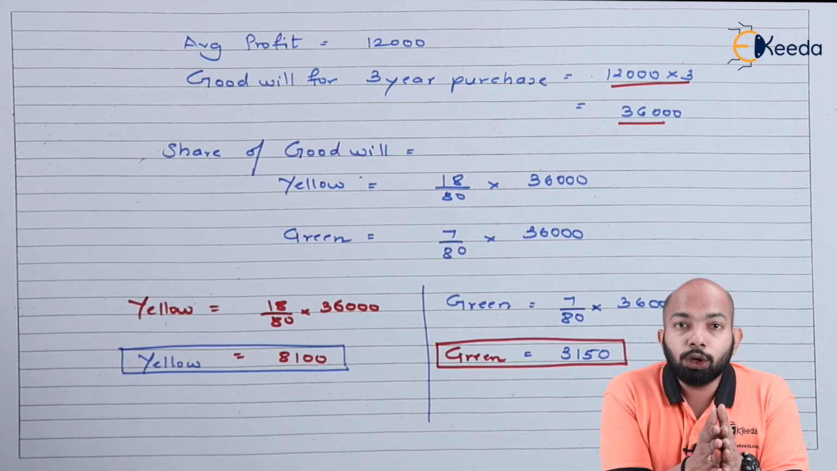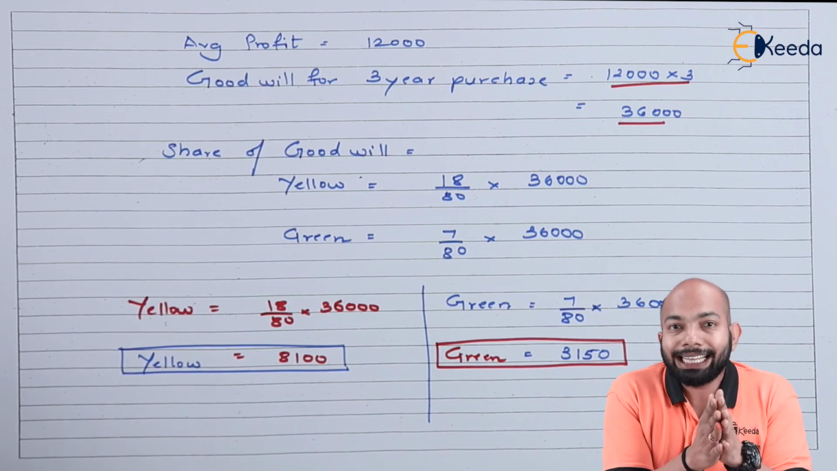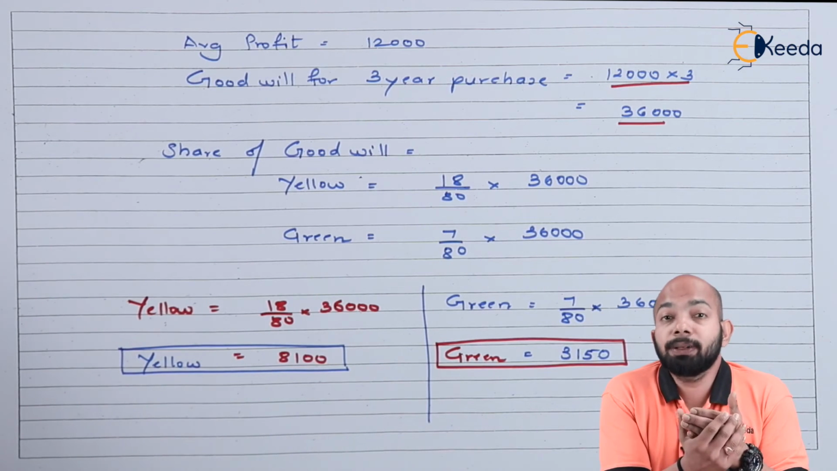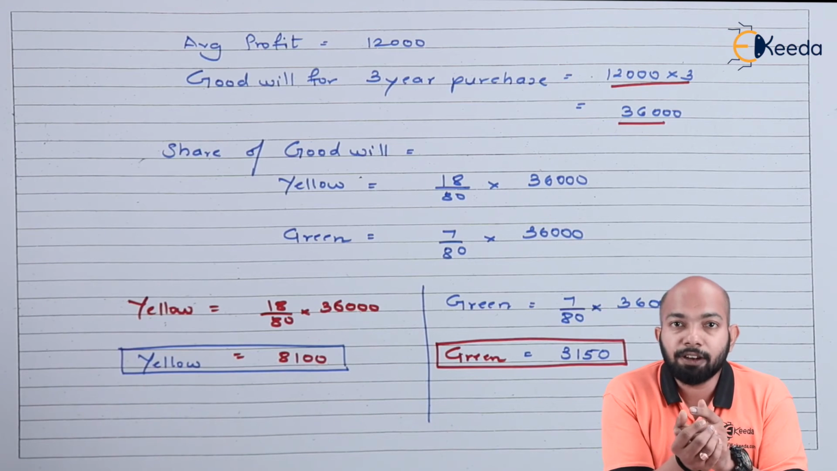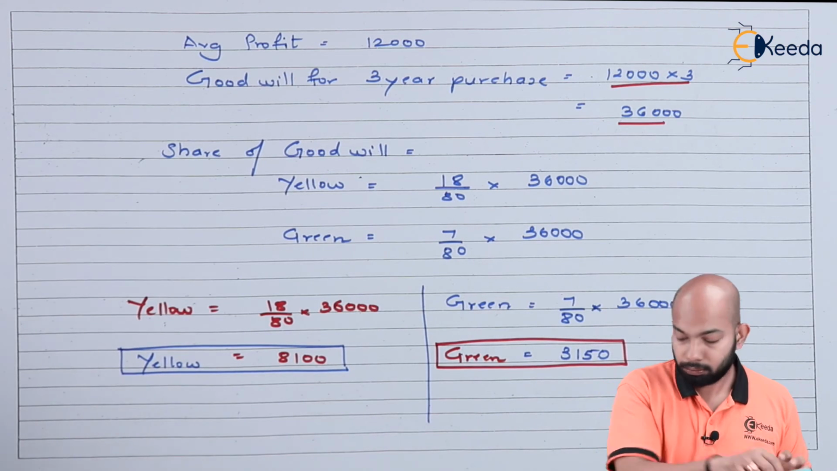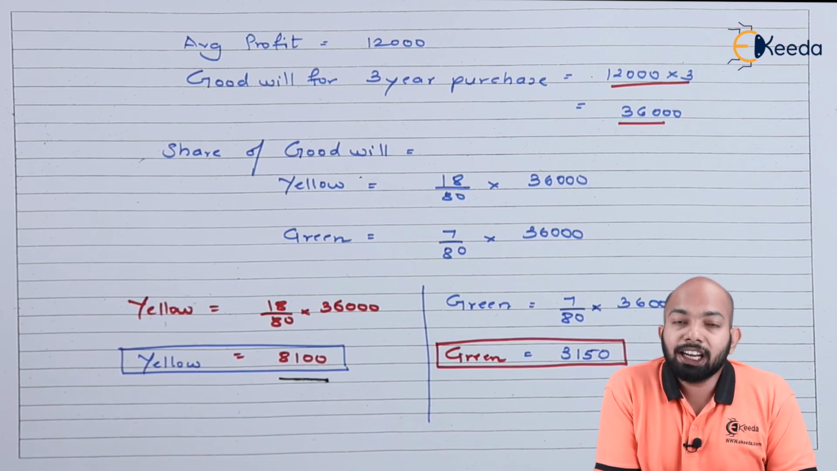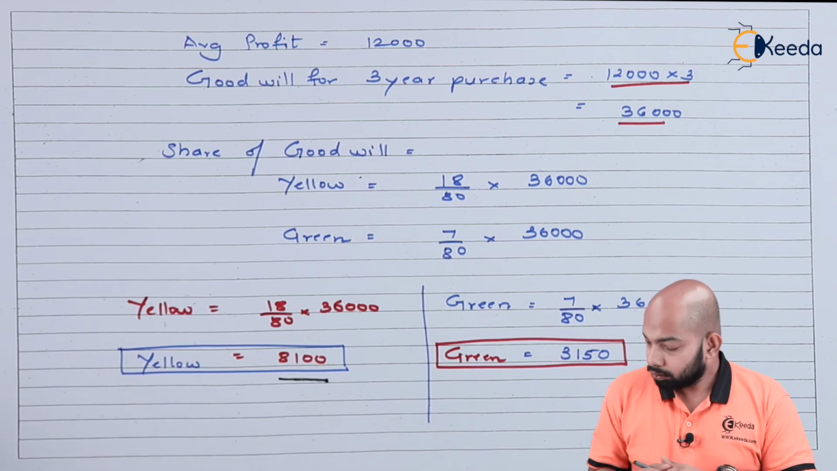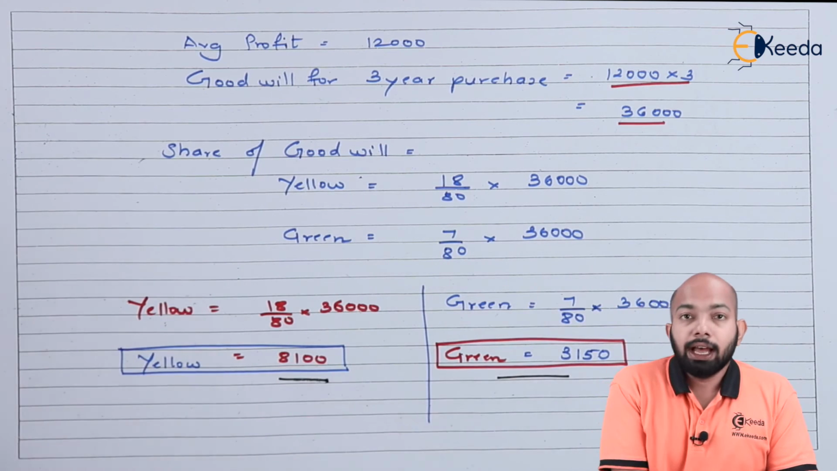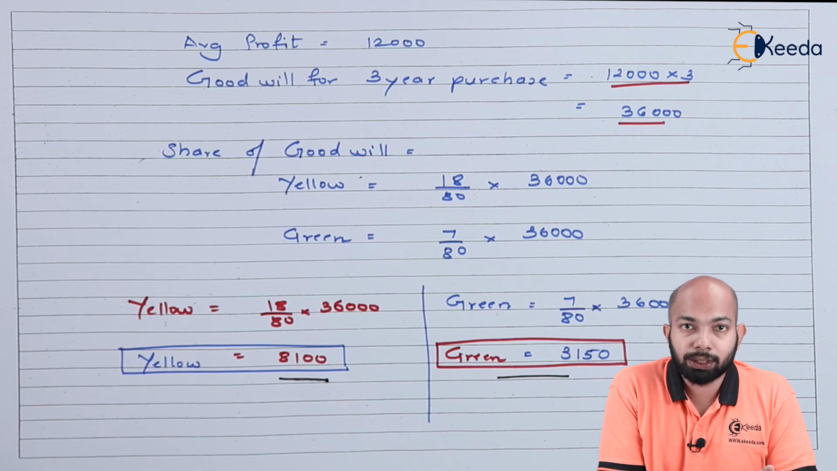Now the share of goodwill, or the kind of goodwill segregation that has been done here as per the sacrificing ratio for both yellow and green, has been mentioned in the specific format. So for yellow we have an amount of 8,100 which will be credited to his account. And for green we have 3,150 as an amount which will be credited to his account.